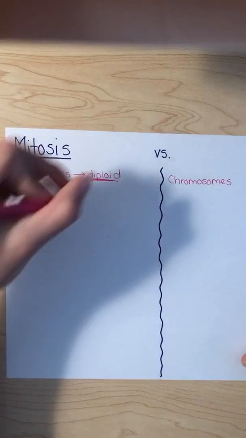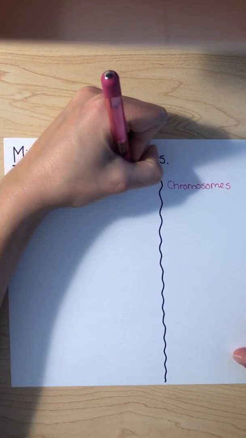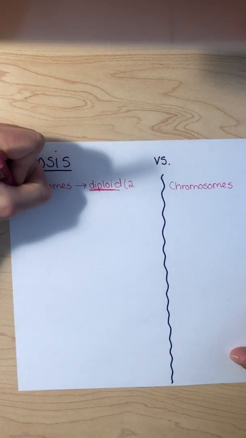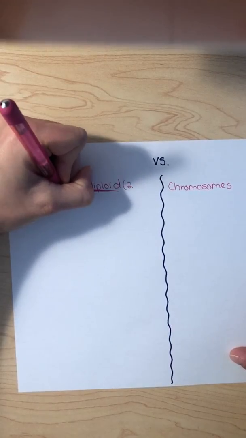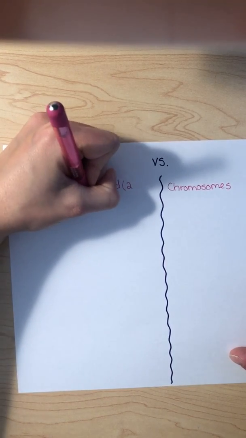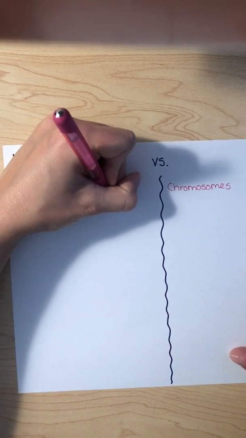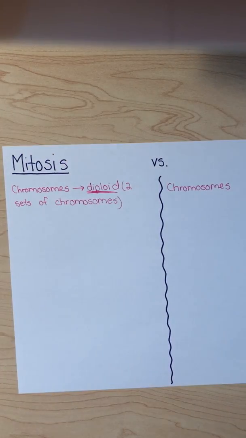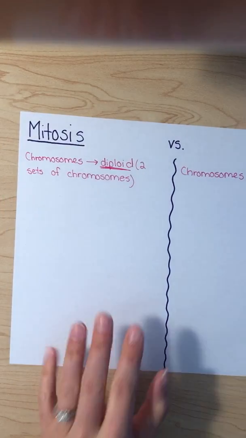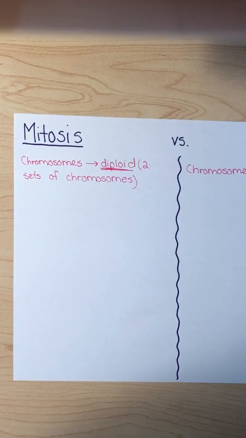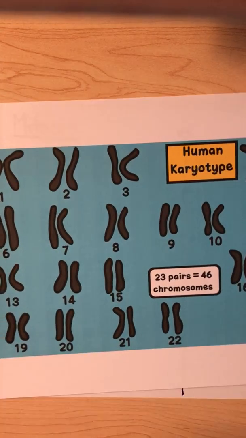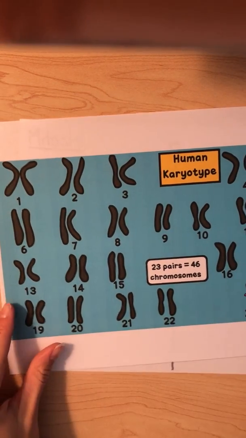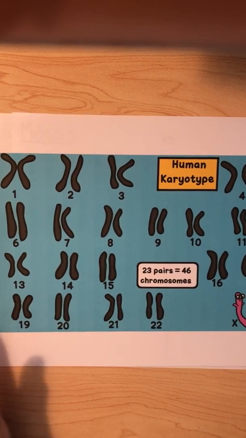And all diploid means is that you have two sets of chromosomes. Okay? So you have two sets of chromosomes. Let me see if I can zoom in a little bit here. Okay? So if we look back at our human karyotype, this is one that I stole from the Amoeba sisters because I think they did a good job with it. Okay? This is an example of a human karyotype.